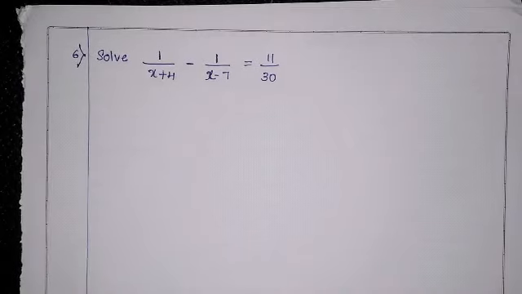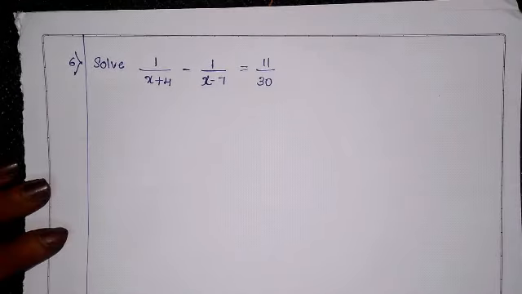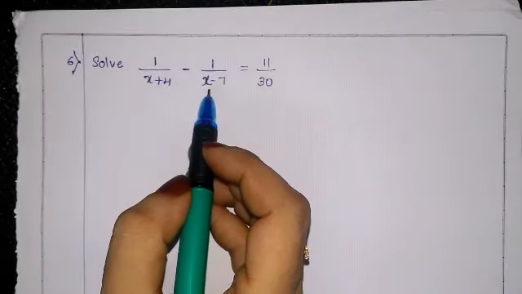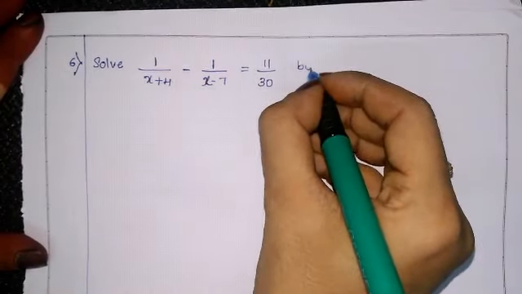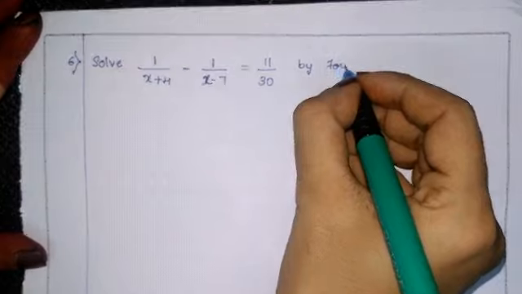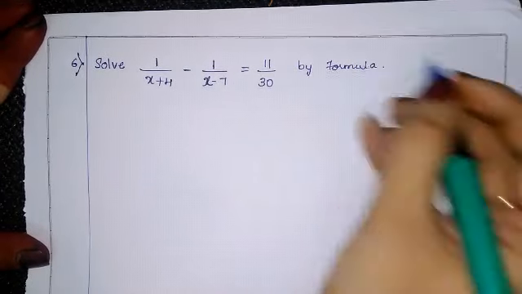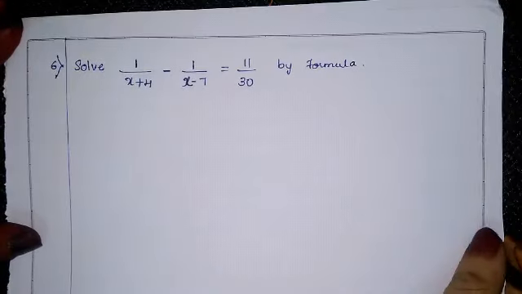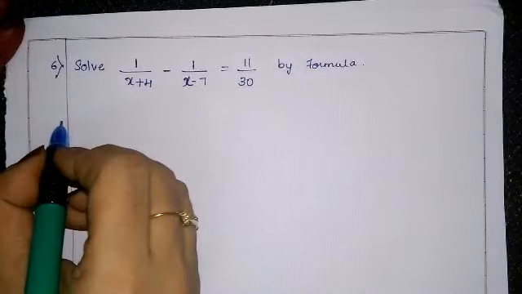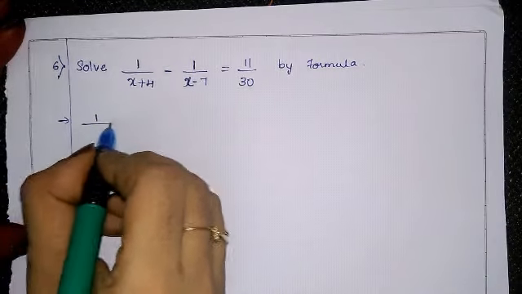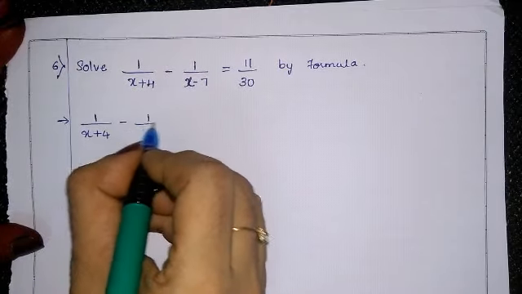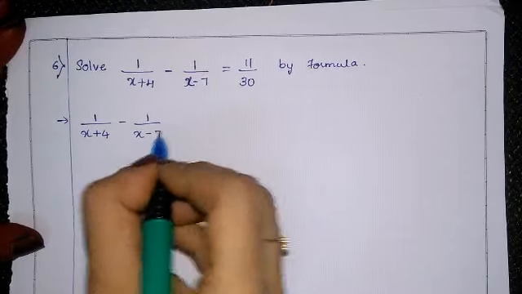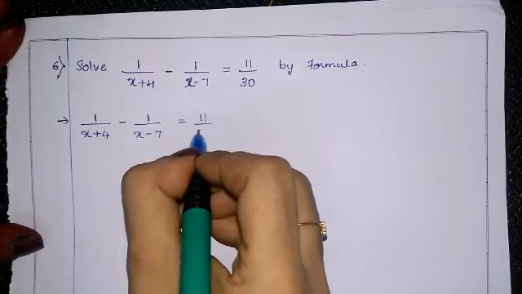So the next question is solve. We have to first solve this and make it in standard form by the formula. This is also a question from a previous year paper. So let us solve this. First let us write 1 upon x plus 4 minus 1 upon x minus 7 is equal to 11 by 30.